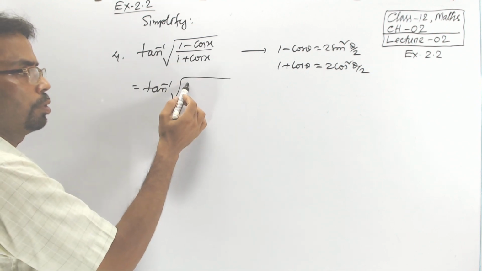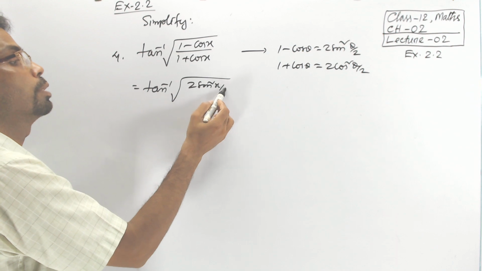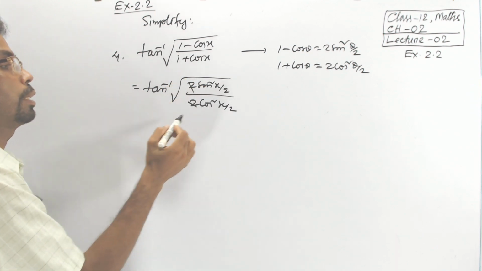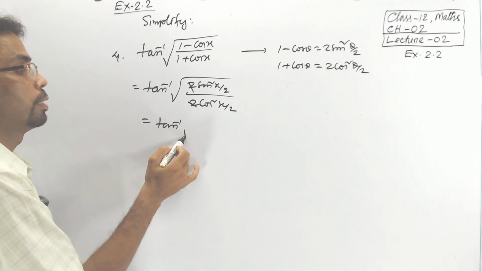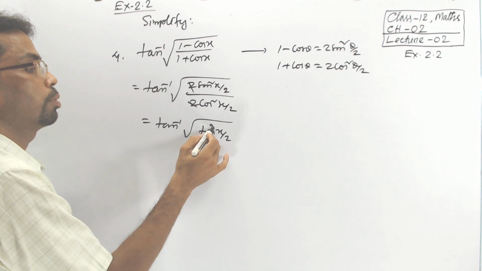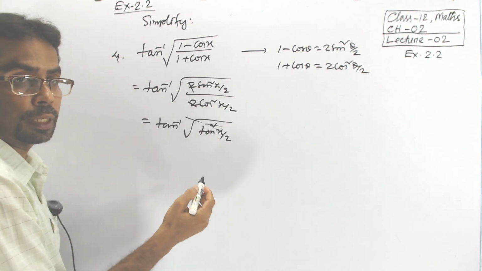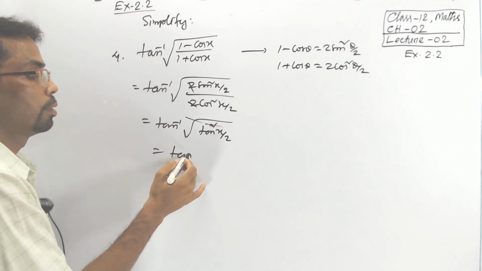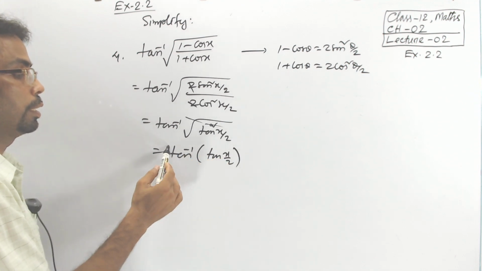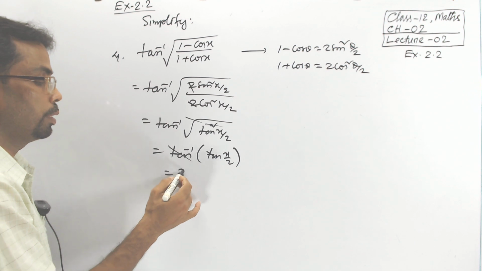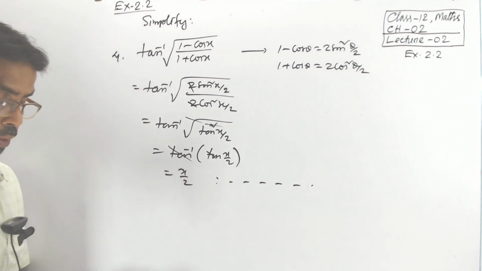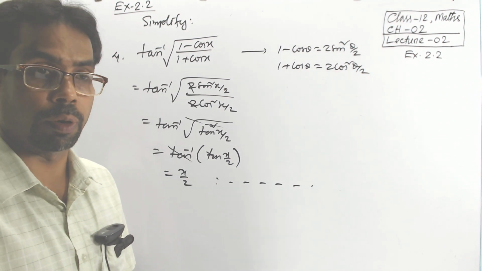So we can directly use the identities. 1 minus cos x is 2 sin square x by 2, and this is 2 cos square x by 2. So 2 gets cancelled, and then sin by cos is tan, square is there, so tan x by 2 whole square is there, and then the square and root get cancelled. Only tan inverse tan x by 2 remains, then tan inverse tan cancels. What is remaining? Only x by 2, and this is the simplest form.